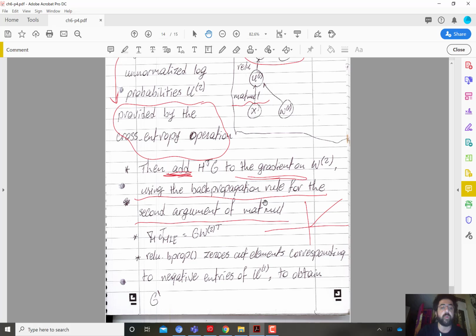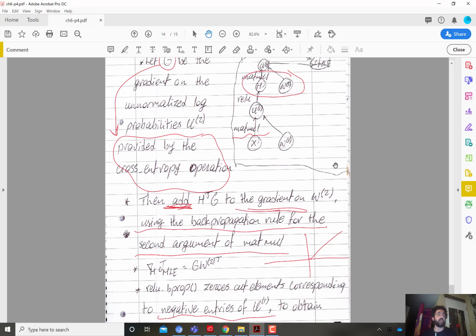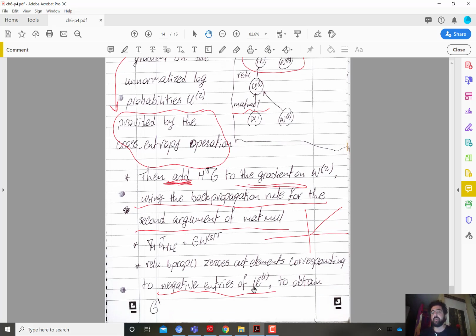Now that's really important, because that means in order to backpropagate, I have to know the values of the pre-nonlinearity. So that's why forward propagation is a necessary condition. I need to store all the pre-nonlinearity values in memory before I start computing the backpropagation. Corresponding to the negative entries, bprop of ReLU would just zero out the gradient of these elements.